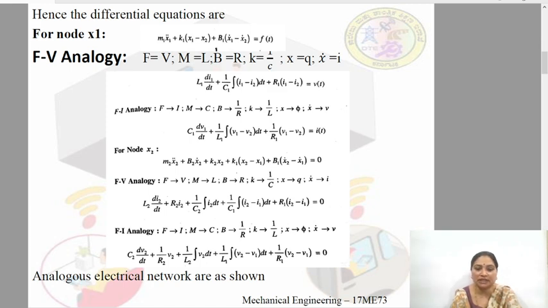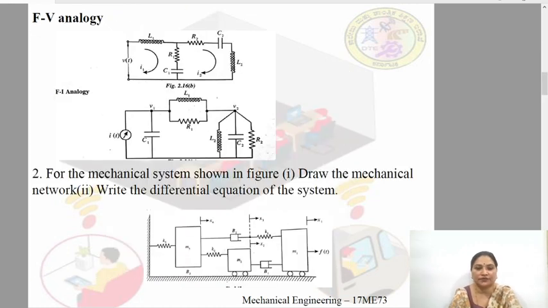Now the analogous electrical networks are shown: the force voltage analogous network is shown in the figure above, and the force current analogy is shown in the figure below. So we can see that the analogous terms are replaced, comparing with the equivalent mechanical system, and the analogies in force voltage and force current are shown in the figure below.